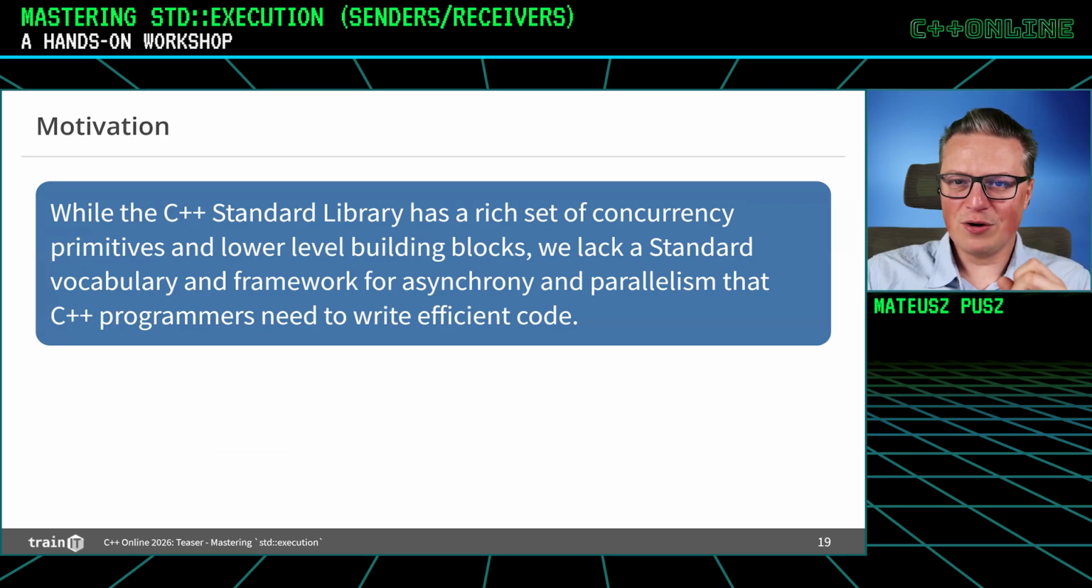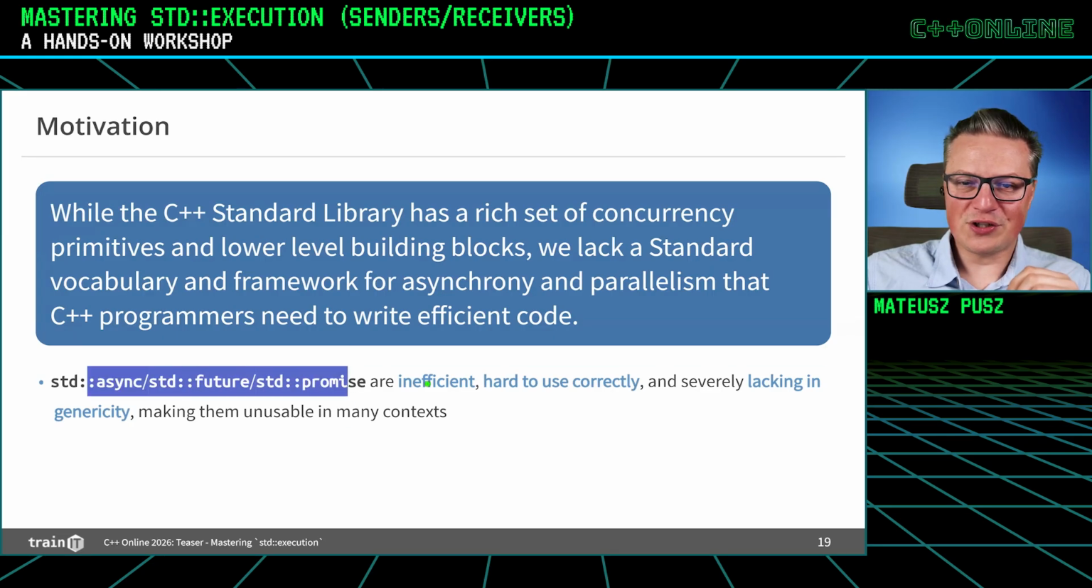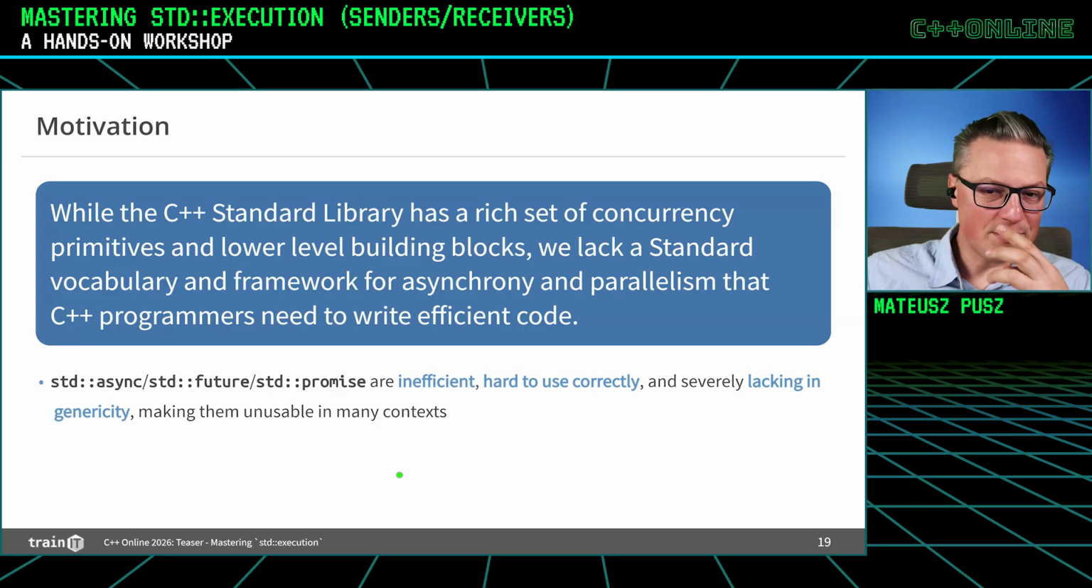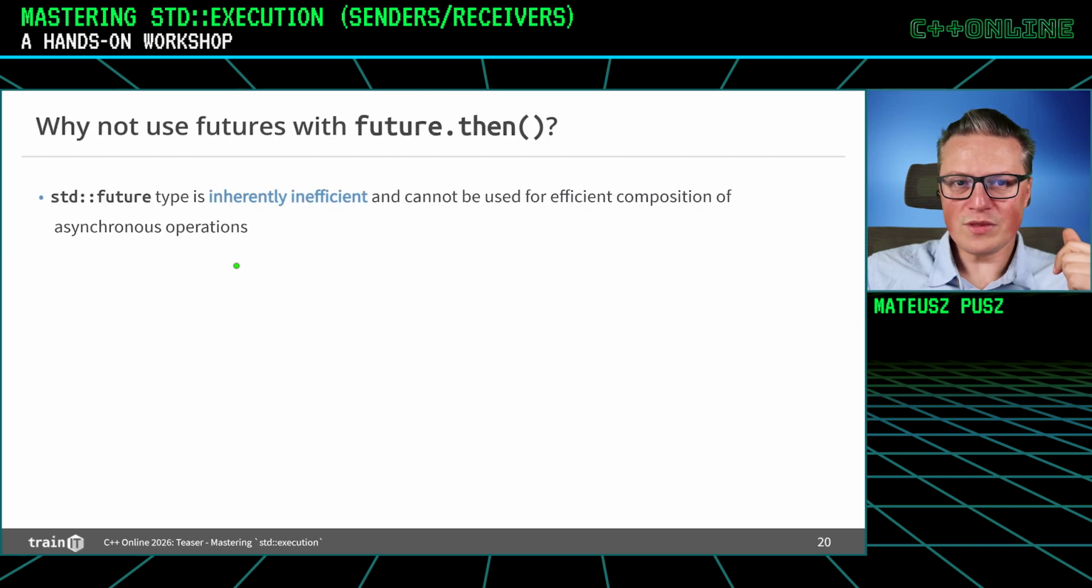So we have plenty of concurrency primitives and low-level building blocks, but we lack a standard vocabulary and frameworks for asynchrony and parallelism that C++ programmers need to write efficient code. Async, future, promise are inefficient, hard to use correctly, and lack generality, and this makes them unusable in many contexts. Parallel algorithms were a good start, but they are synchronous and not composable. Future is inherently inefficient and cannot be used for efficient composition of asynchronous operations.